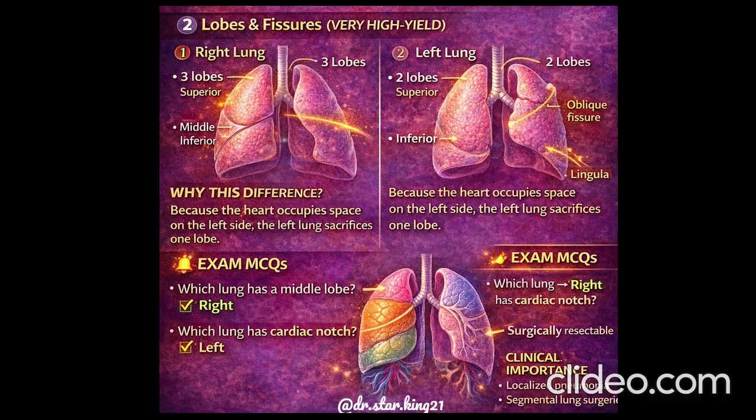So for the exam point, what you have to remember is: which lung has the middle lobe? Right lung. Which lung has the horizontal fissure? Right lung. Which lung has the cardiac notch? Left lung. Which lung has the lingula? Left lung. So remember this point.